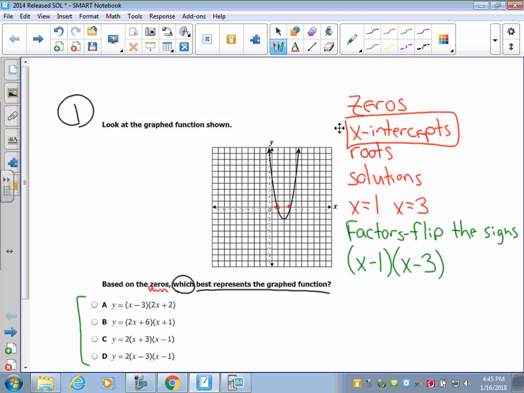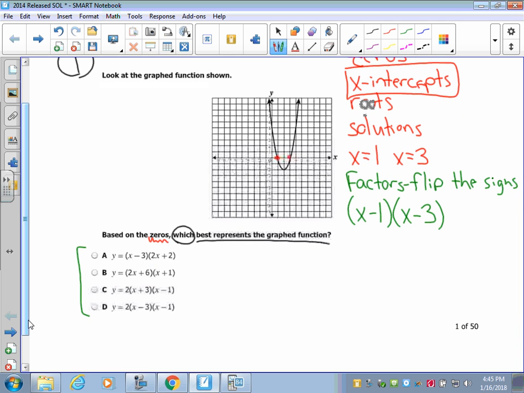If we had zeros, x-intercepts, roots, or solutions that were negative, we would flip the signs to make them positive. So whenever I look at my potential answers, the only one that has the x minus 1 and x minus 3 is letter D. It also has this 2 out there, but that's okay. It's still going to be the correct answer.